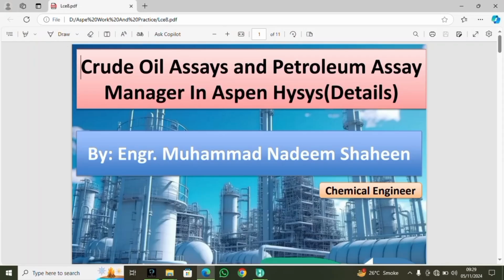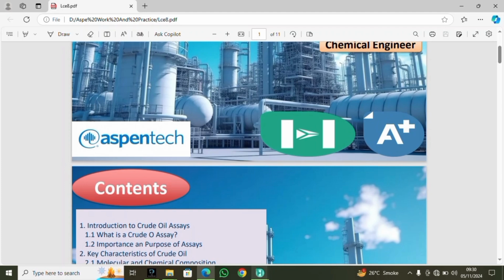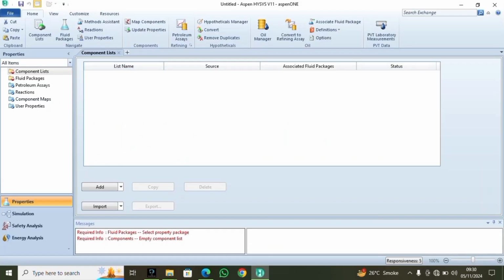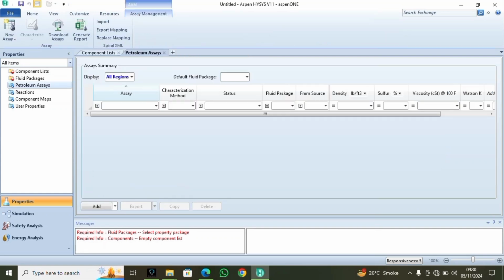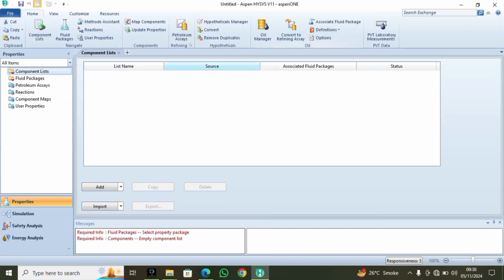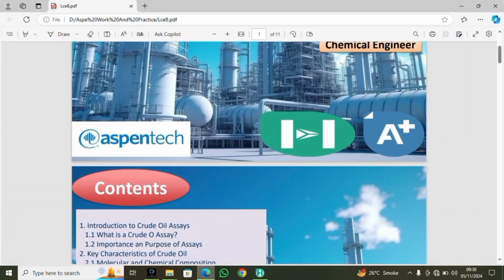Bismillahirrahmanirrahim. Today our lecture is about crude oil assays and petroleum assays manager in ASPEN HYSYS. Today we will discuss details about the oil assays option and petroleum assays manager in ASPEN HYSYS. Here we will discuss petroleum assays in the refining section, and also the oil manager option. Okay, let's move further.